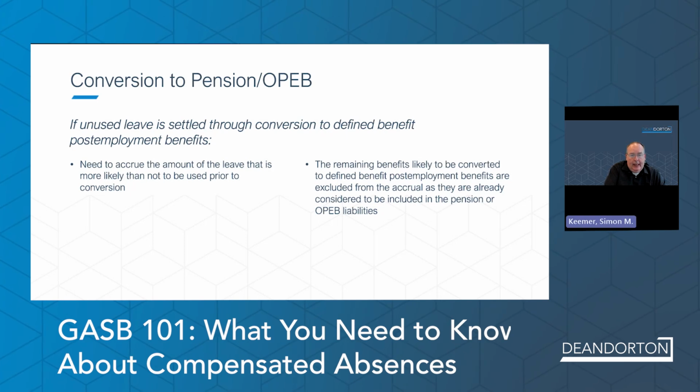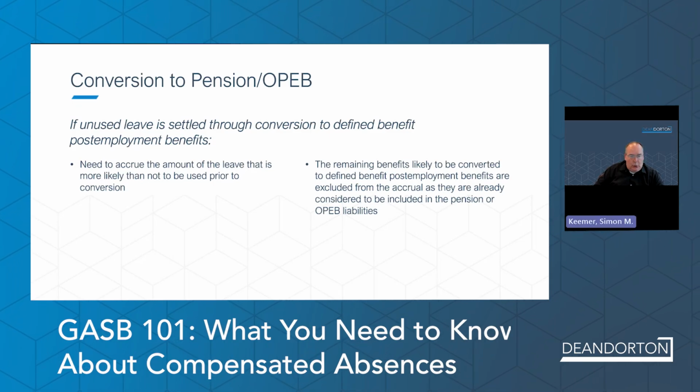accrual under GASB 101. So I've got all of this sick leave, and let's say I say, well, based upon the analysis I've done, 50% of it will be used prior to termination, and the other 50%, which won't be used, will be converted at termination to the defined benefit pension and OPEB plan. I need to accrue for the 50% that will be used, and I do not have an accrual for the 50% of the balance that will be converted to the defined benefit pension and OPEB plan.